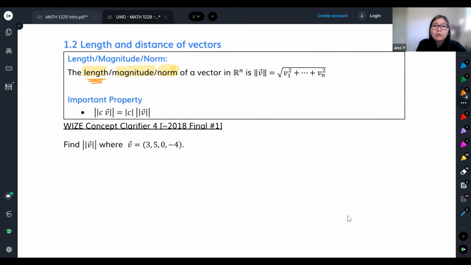So the length of a vector, I don't care if it's R2, R3, I don't care how many numbers are in that bracket. The length, which is represented by these double lines, is the square root of each of the components squared added together. So pretty much you're going to square each number, add them up, and then take the square root. All right. So in this example here, we want to find the length of V, which is in R4, right? Because there's 4 numbers. But it doesn't matter how many numbers there are. The length is just going to be, we square each number, add them up, and then take the square root.